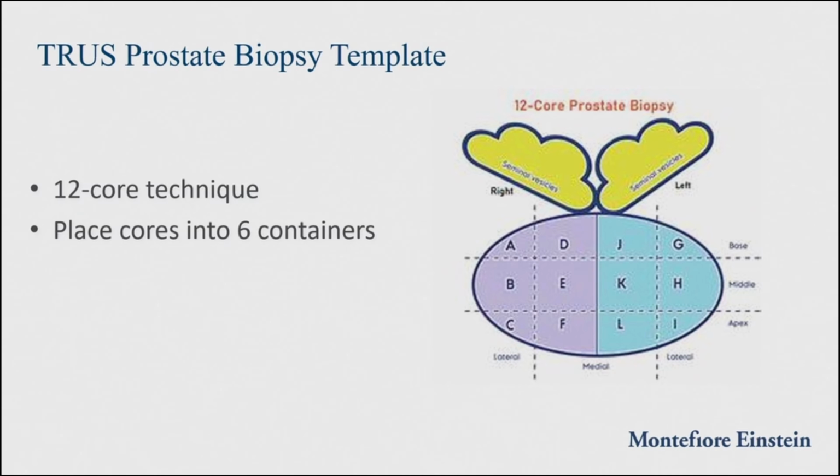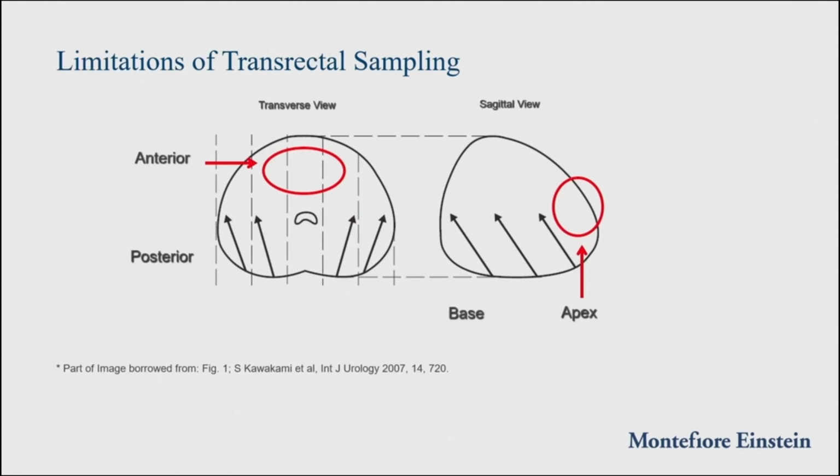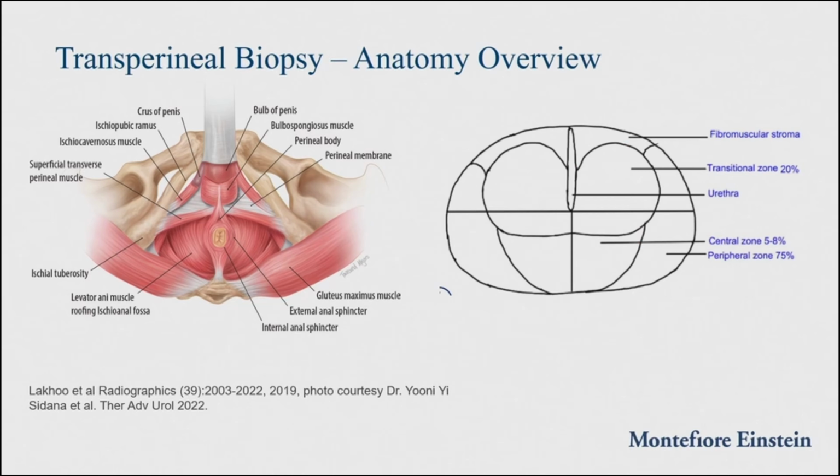Now, what is the best biopsy template to perform? Still, for a transrectal ultrasound, the 12-core biopsy is what is recommended, and it's still recommended to place from the 6 sextants the cores into 6 containers as opposed to separating them into 12. From an environmental sustainability perspective, I also love that recommendation. If you think about anatomy in the prostate, there are limitations of transrectal sampling, and it's not a surprise that lesions that are anterior or lesions that are very apical have a risk of being undersampled or inadequately sampled with this approach.